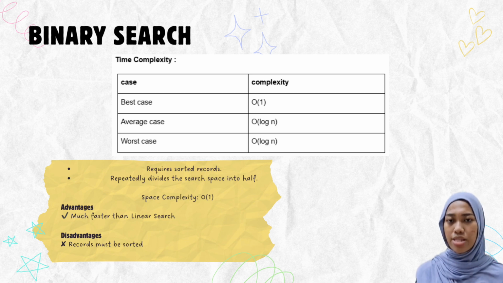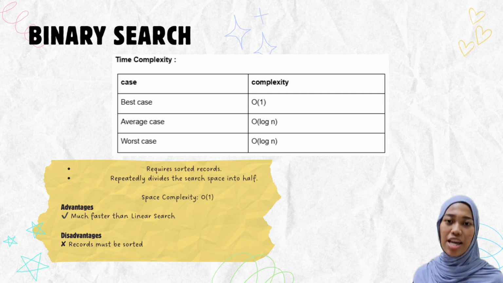The best case time complexity is O(1), while both the average and the worst case complexity are O(log n). This makes binary search significantly faster than linear search. The space complexity is O(1) when implemented iteratively. The main advantage is its high search efficiency. However, student records must be sorted beforehand, which may require additional processing whenever records are added or updated.